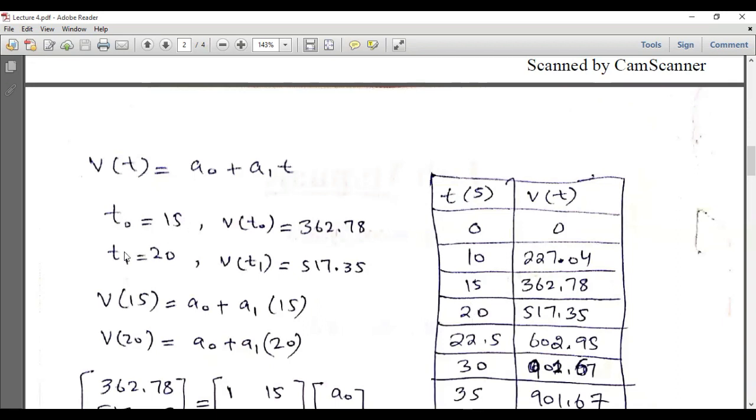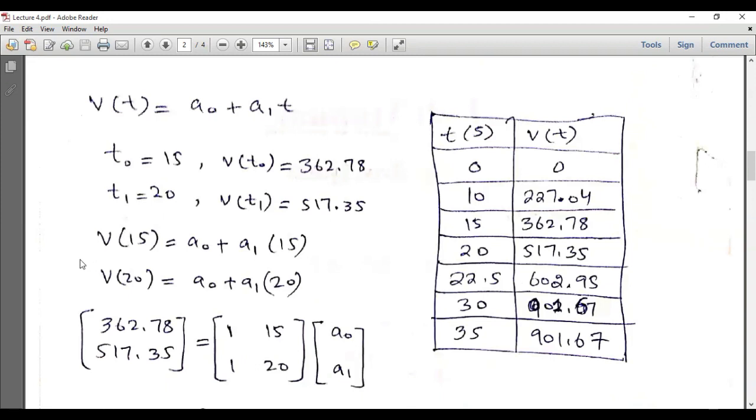So t naught is equal to 15, t1 is equal to 20, v of t naught is equal to 362.78, v of t1 is equal to 517.35. So we can build up two equations from these 2 points. So v at 15 is equal to this, v at 20 is equal to this. So we have two equations and two unknowns, and we can write these simultaneous equations in the matrix form.